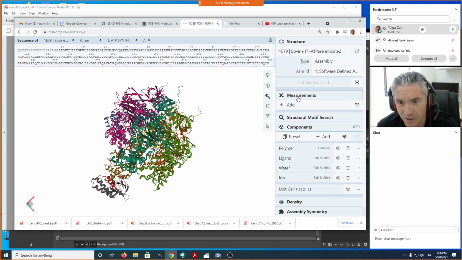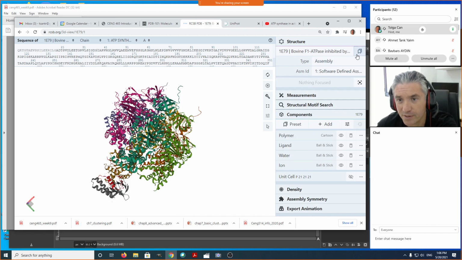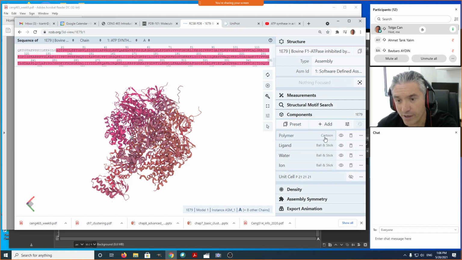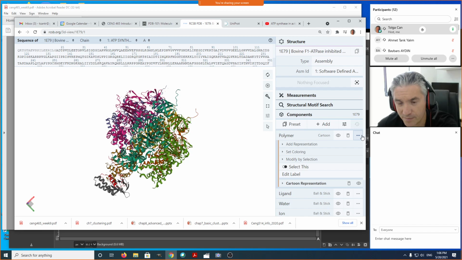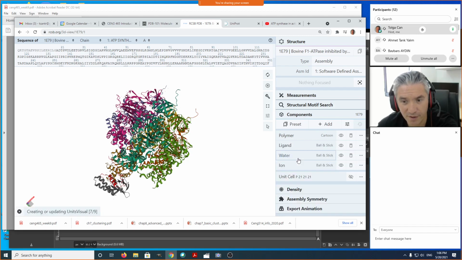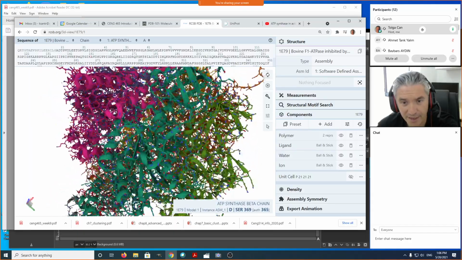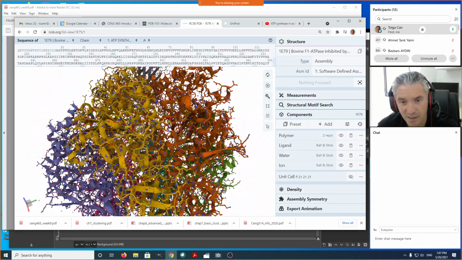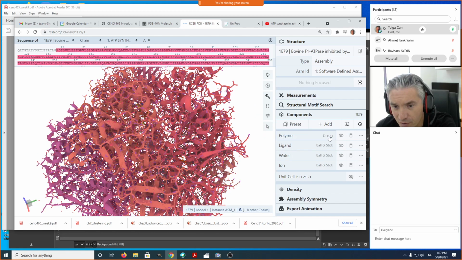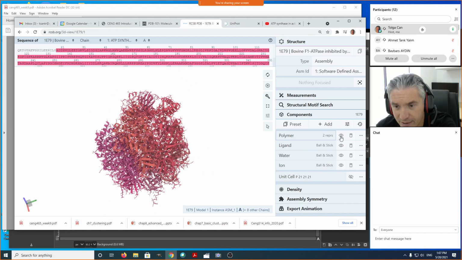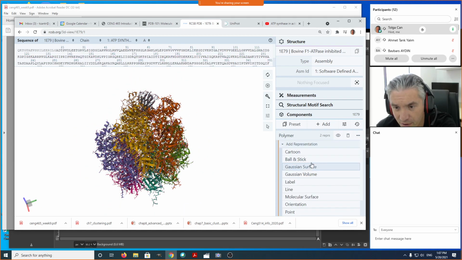Structural motif search, measurements, type, assembly, export animation. Yeah, oh, here, right here. This is the cartoon-based representation. I think I'll be able to change this. Edge representation. Yeah, cartoon. So if I do balls and sticks, I can also view the individual atoms as common chemical types. I think you just add representations as you go.